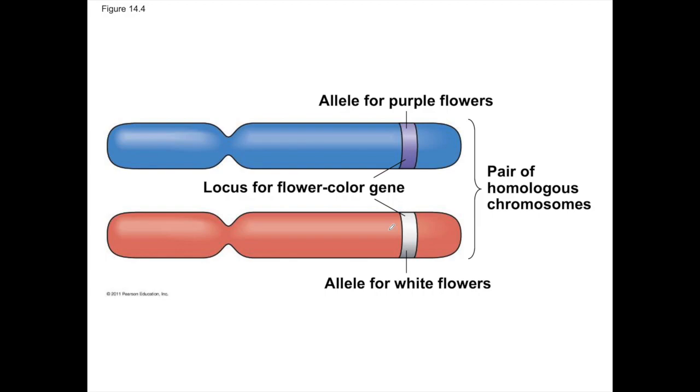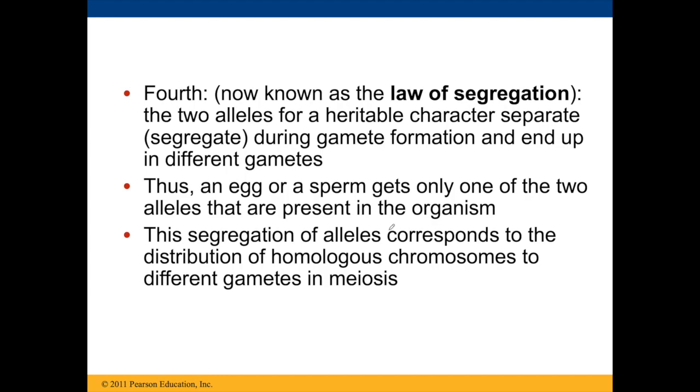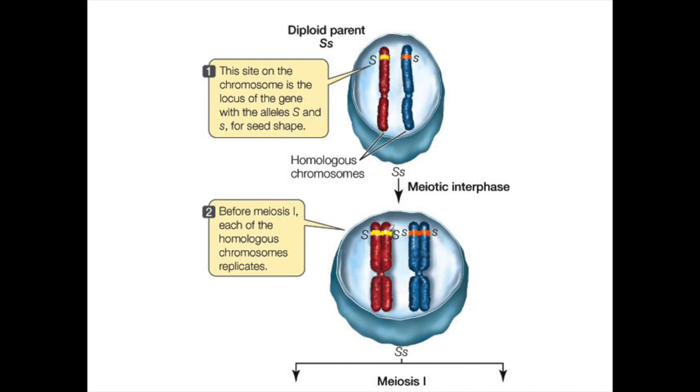Fourth, now known as the law of segregation, the two alleles for a heritable character separate or segregate during gamete formation and end up in different gametes. Thus, an egg or sperm gets only one of the two alleles that are present in the organism. This segregation of alleles corresponds to the distribution of homologous chromosomes to different gametes in meiosis. Okay, so this directly applies to what we learned about in the last chapter, which was meiosis.